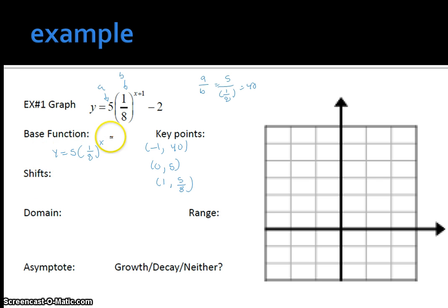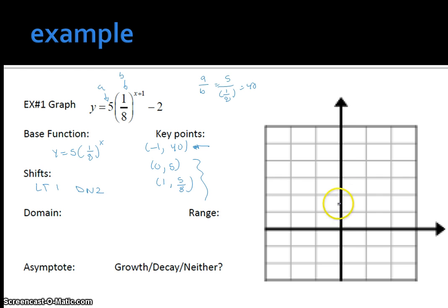And then, after we graph our base function with our key points, we're going to go ahead and shift it left 1 and down 2. And then we're going to find the domain and the range. So for our key points, we have to graph 5/8 and 40. Now on this graph paper, we can't actually get all of those in. So when you do have some sort of extreme value here, we can cut it down to having 5 and 5/8 so that we can have some bit of accuracy.